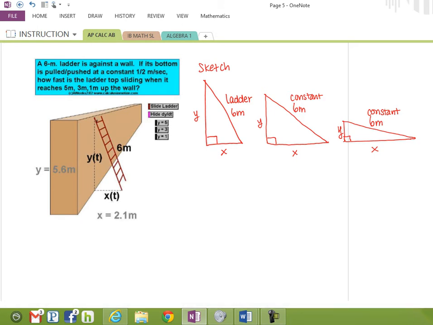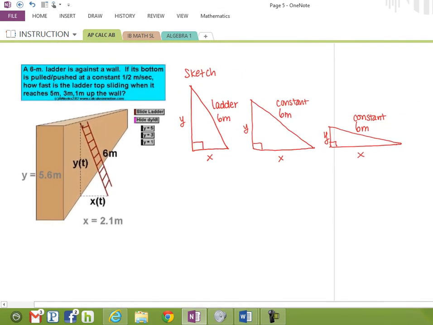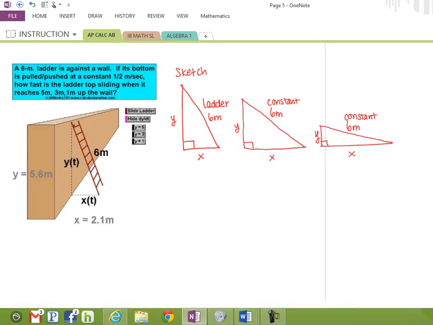And that's going to be really important. So that's going to be the first thing that we do, is try to make a sketch that shows us what's going to be constant, what's not. Sometimes we end up with no constants at all.